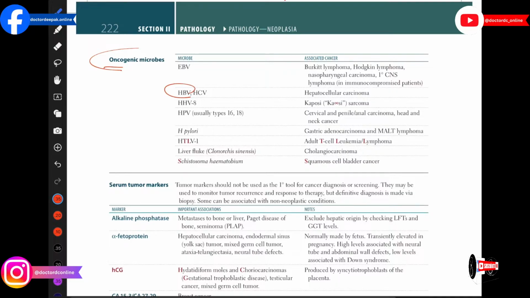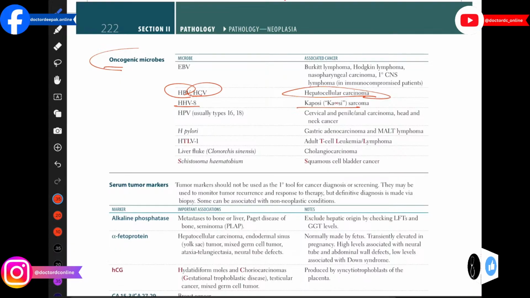And we have hepatitis B and C viruses that will cause hepatocellular carcinoma. We have human herpesvirus 8 that will cause Kaposi sarcoma, mostly in immunocompromised patients who are taking steroids, or patients affected by HIV, also in AIDS.